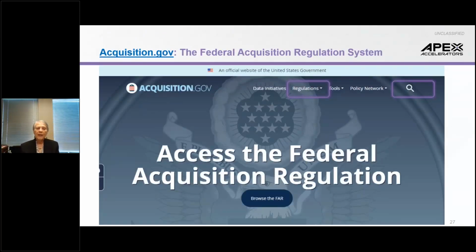Now, we went to acquisition.gov, and what did we find? A lot of information. First of all, there's a drop-down box at the top that will let you look at regulations, plural, and there is a search function. Searching with FAR works better when you know the terminology that the government is using to address the issue you want to learn about. If you just want to browse the FAR, you can click on Browse the FAR.